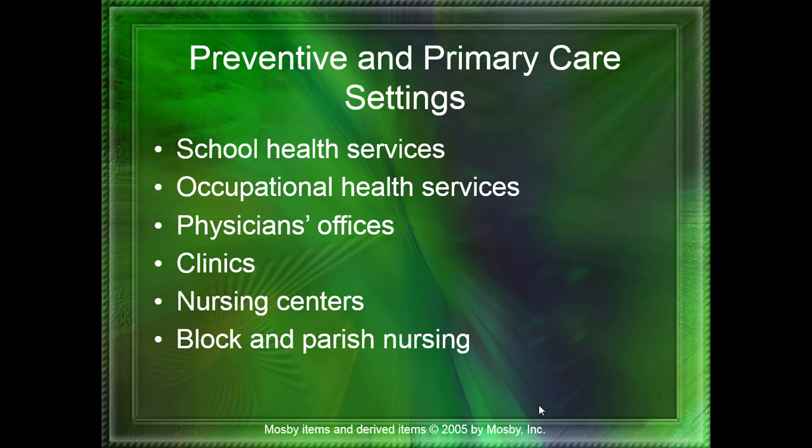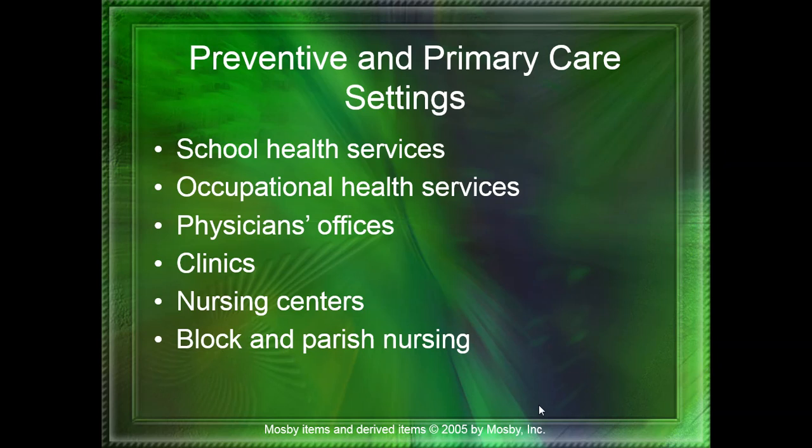And we're going to talk more about preventative and primary care settings. So school health services, occupational health services, those are places that are going to do preventative care. Your doctor's office, clinics, nursing centers, block and parish nursing. We see those like in places like Louisiana. Block and parish care nursings are sort of like what we consider the community health clinic or public health clinic. That's what that would be. So that would be where the preventative and primary care settings.